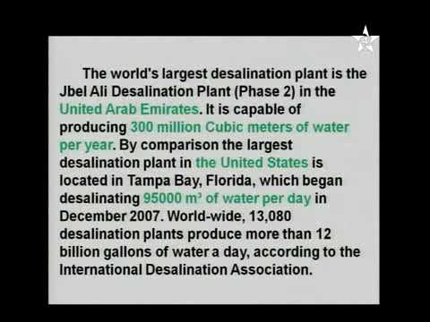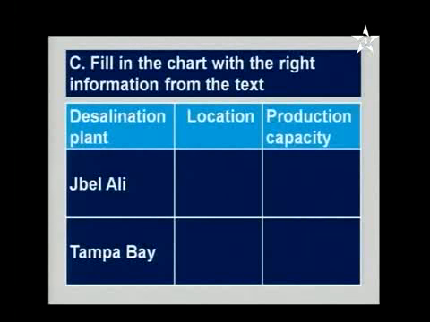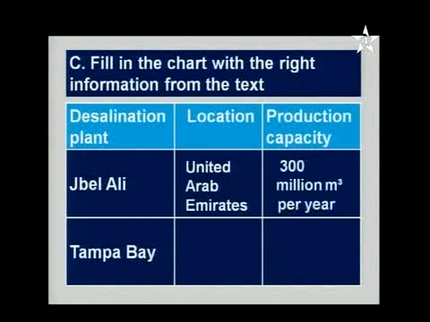Right, now we have the information which will help us complete the table. You've got to stop, go back to the table, and of course, put in the right information. All right. So, Jebel Ali, of course, is in the United Arab Emirates. Right. Production capacity, 300 million cubic meters per year.